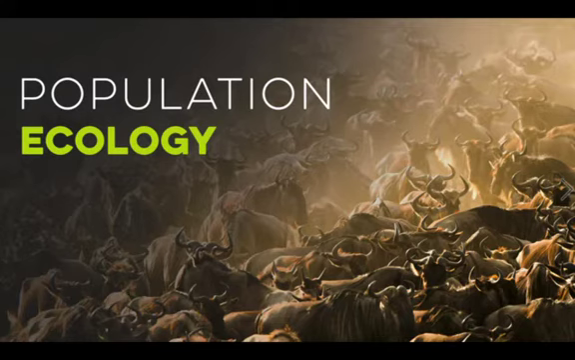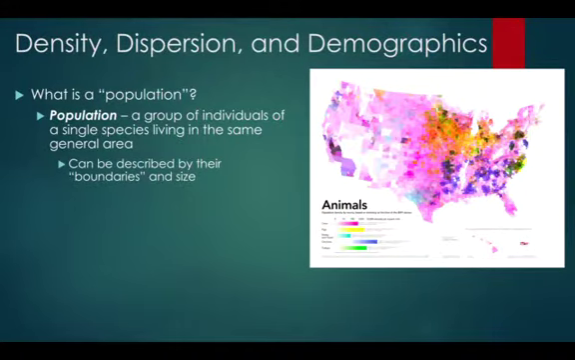Semester, because this is less about memorization and biological terminology. This is definitely more of an applied aspect. So we're going to start off with population ecology, and then our next section is going to be community ecology. First, when we're talking about population ecology, we're going to start off with density, dispersion, and demographics.